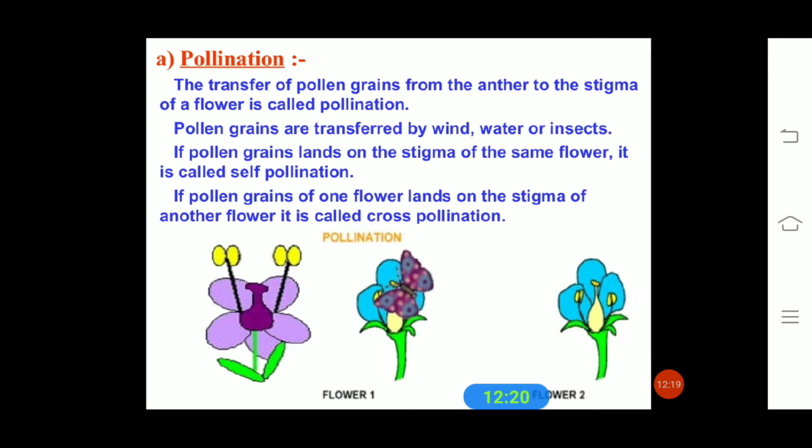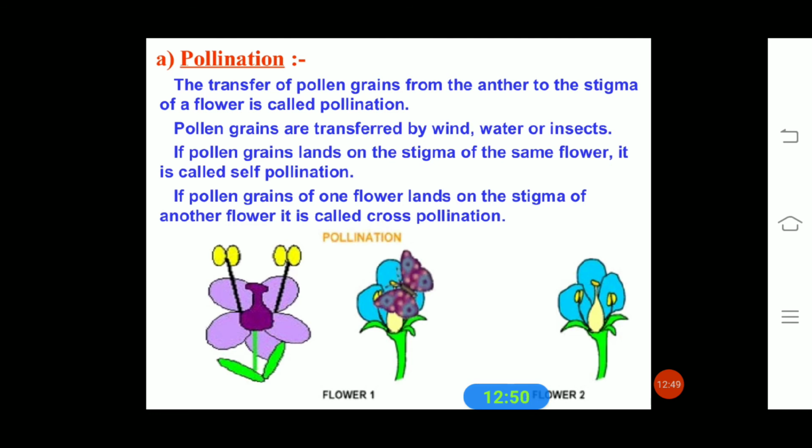So this process we call what? Pollination. So just understand the definition of pollination. It is nothing but the transfer of pollen grains from the anther to the stigma of a flower, which is called pollination. In the next part I'll show you one animation, in which you will be able to understand the definition of pollination clearly.